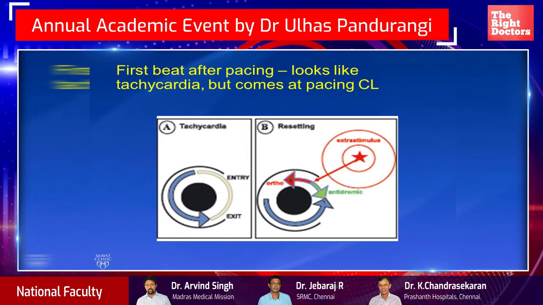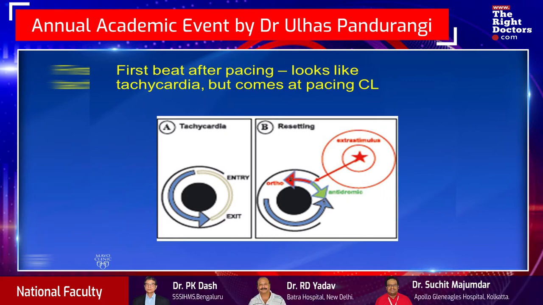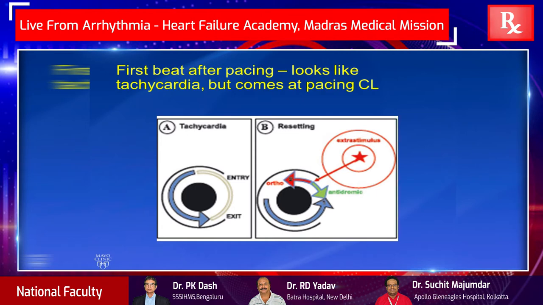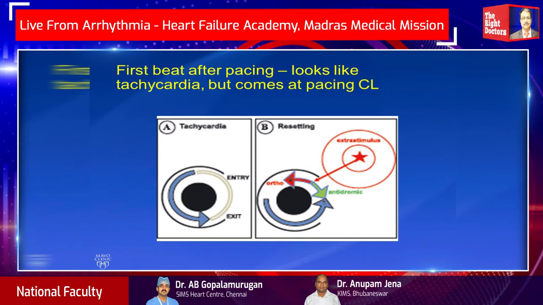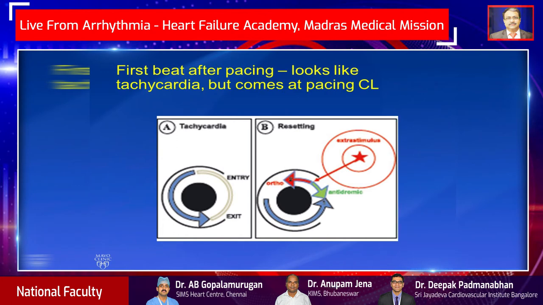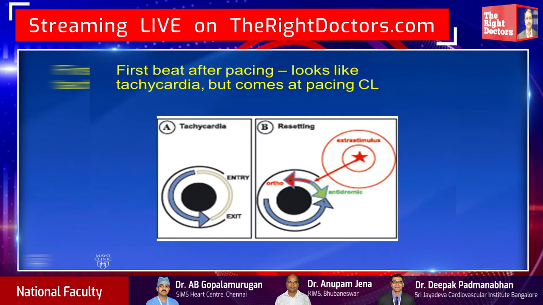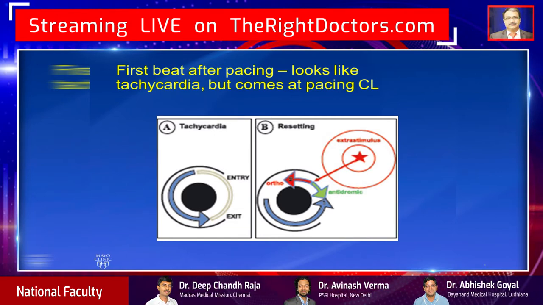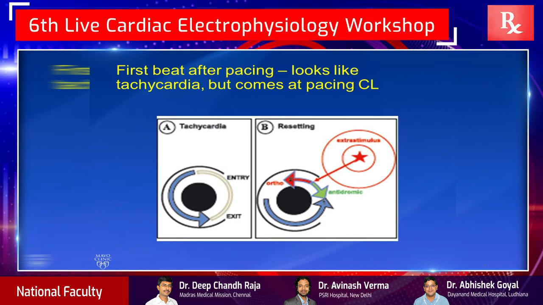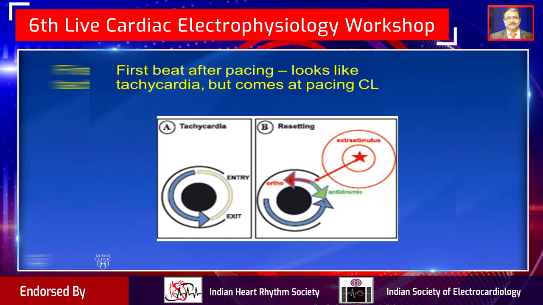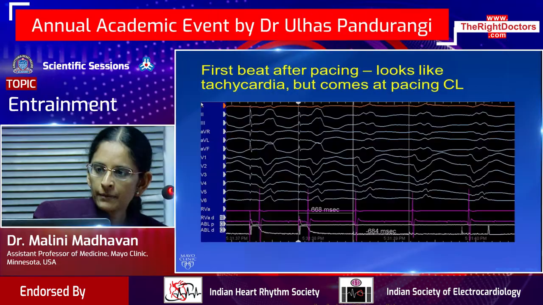So it's going to come out and look like your tachycardia beat, but it's going to come a little sooner. It's going to come at the pacing cycle length. So that's the third criteria for entrainment, where you deliver a series of beats, and basically the last beat is going to look like the tachycardia, but it comes at the cycle length of pacing. Does that make sense? Now, this is a little simplistic. Sometimes it may not come at the pacing cycle length because there is going to be decrement within the circuit and things like that. But at least to understand what entrainment is, this is a basic construct for it.